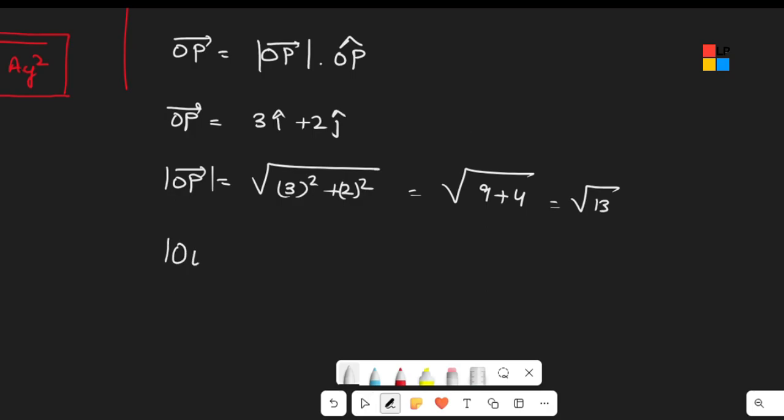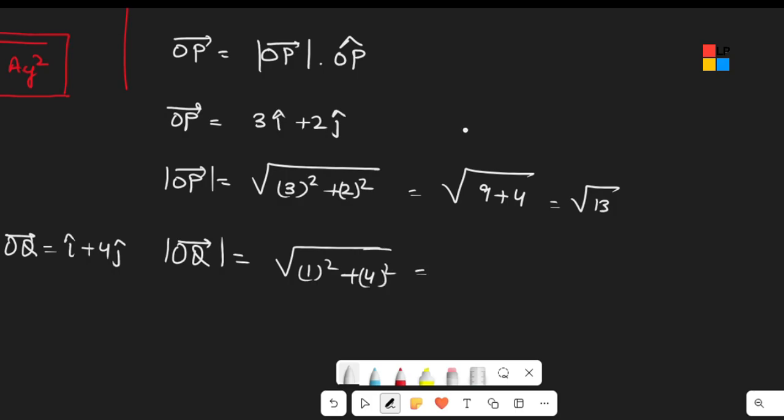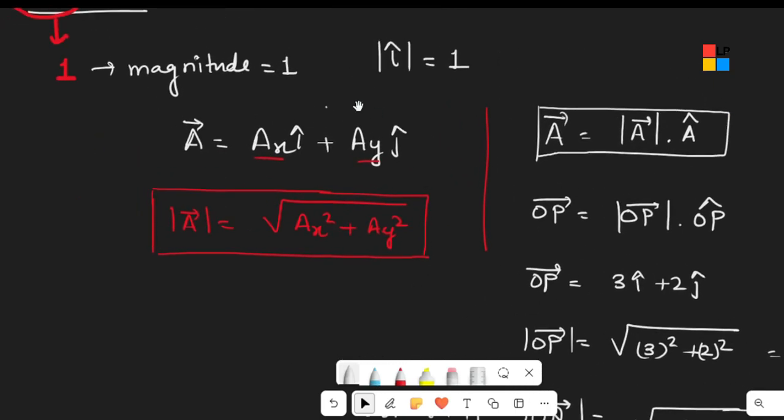Similarly, if I need to find the OQ vector magnitude, the OQ vector was i plus 4j cap. Because here it is 1 square plus 4 square, the value will come out to be 1 plus 16, that is under the root 17 units. I can write units here because we do not know whether it is centimeter, meter or whatever. So this is the magnitude. I hope you understand this point.